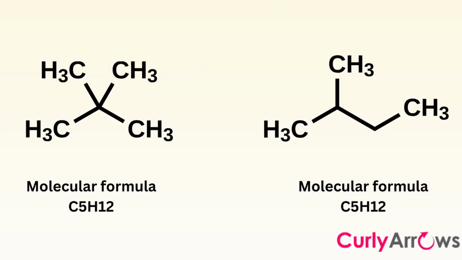These rearranged products may have a different arrangement of atoms, but they have the same molecular formula as the parent molecule. Such molecules with the same molecular formula but different structures are said to be structural isomers of each other. So, a rearrangement reaction produces structural isomers.